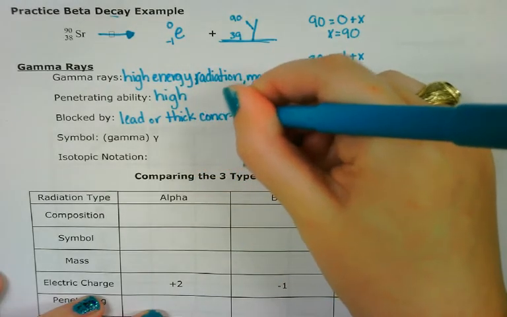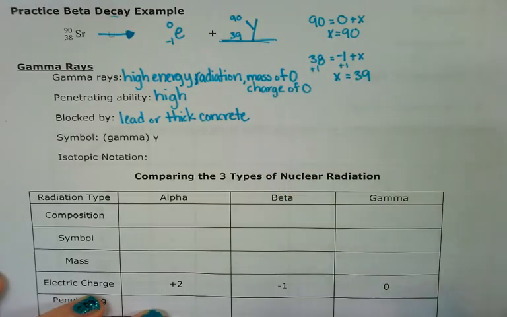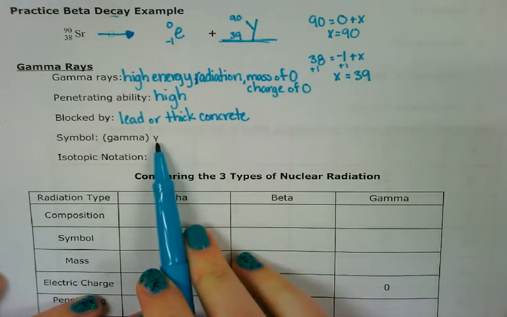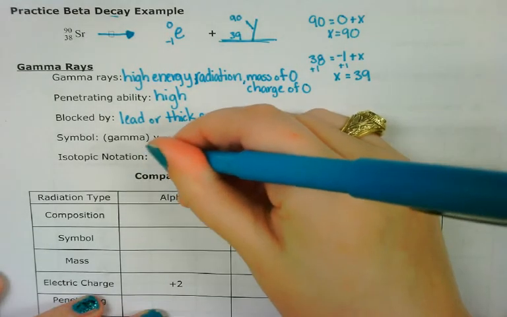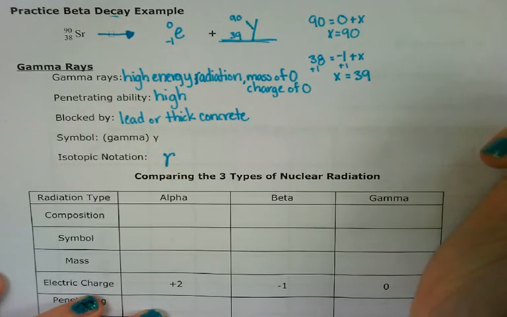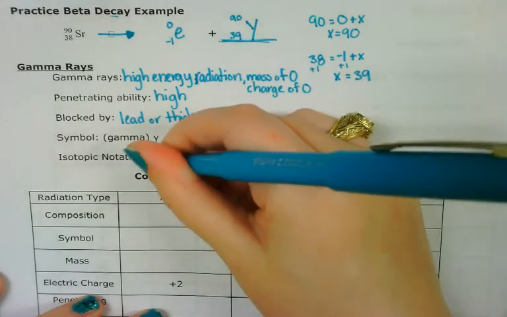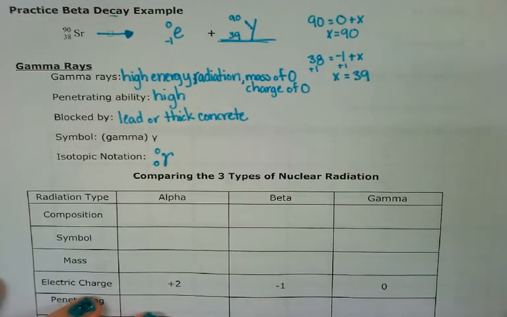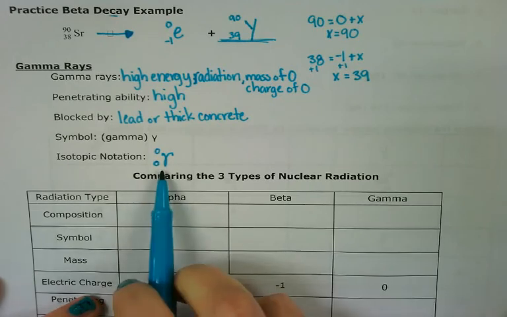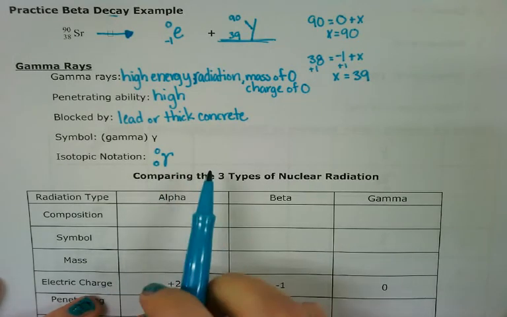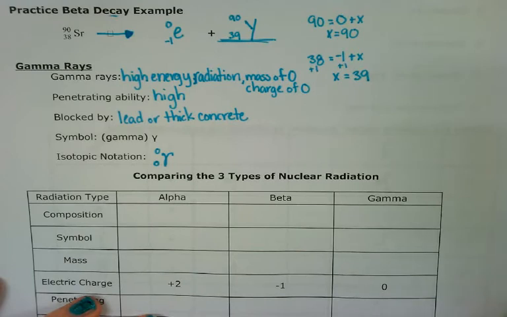It takes a lot to block these gamma rays. This symbol is gamma. It's this little weird thing here. It's kind of how I draw it. And then 0 for 0 mass, and 0 for 0 charge. And that's how you'll see it in any formula.